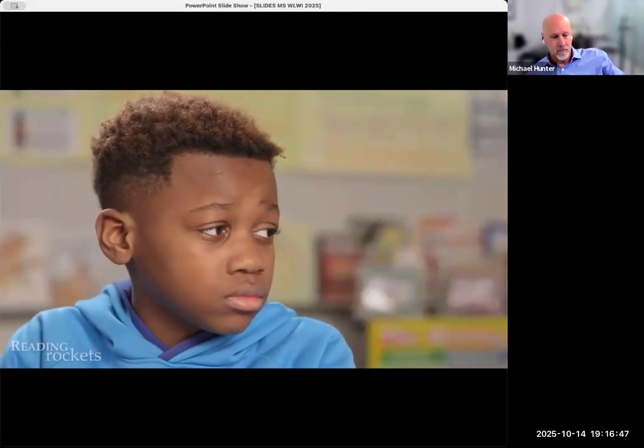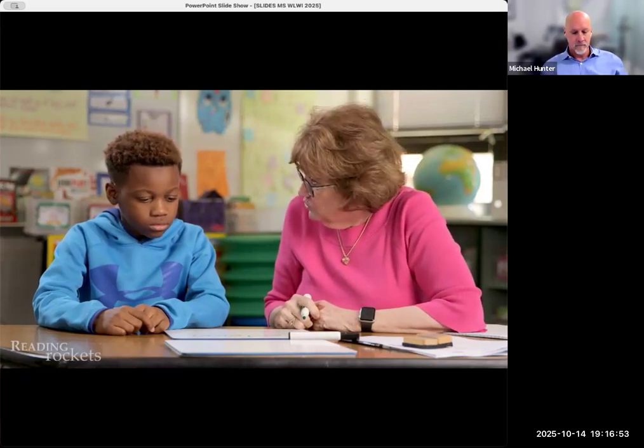Miss Farrell now knows Xavier can read one-syllable words with short vowels. Next, she checks to make sure he knows what a syllable is, because breaking long words into syllables is the key to the strategy she'll be teaching him.